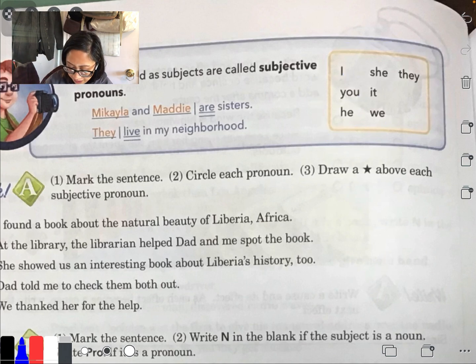Now I'm never gonna say, give the phone to he. No, that doesn't make sense. You would say give the phone to him. I cannot say give the phone to he. Number one, because it doesn't sound right. Number two, because he is supposed to go at the beginning of a sentence doing the action.